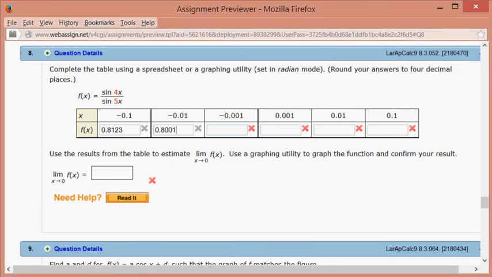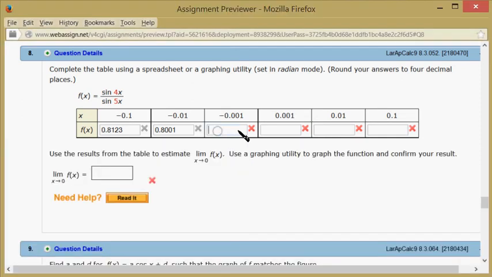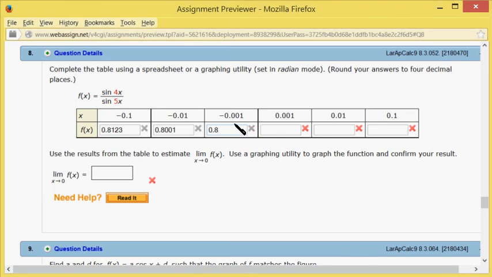How about negative 0.001? Let's try that. f of negative 0.001, then hit enter. So it became 0.8000.